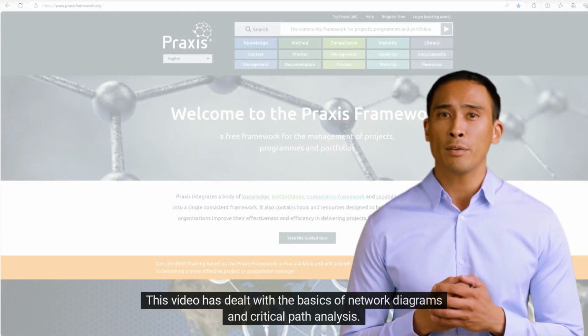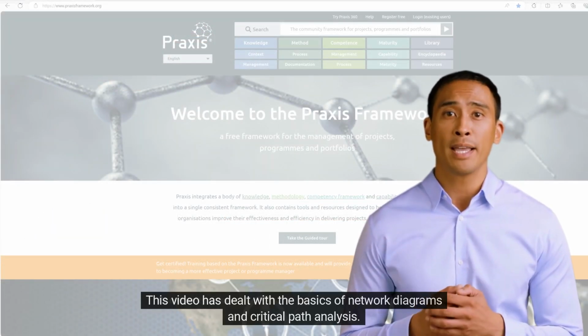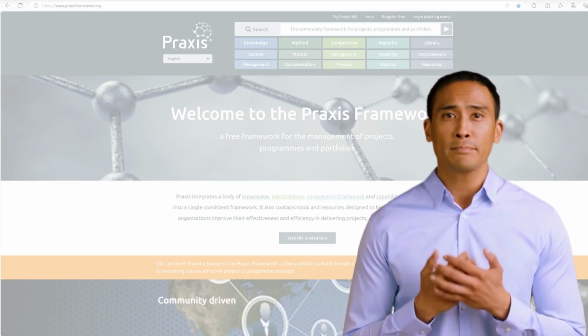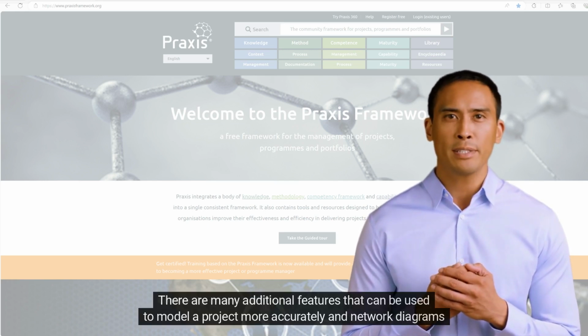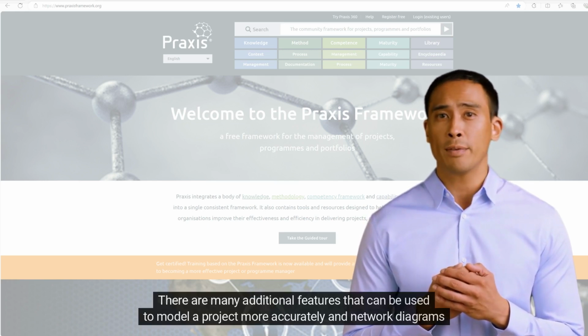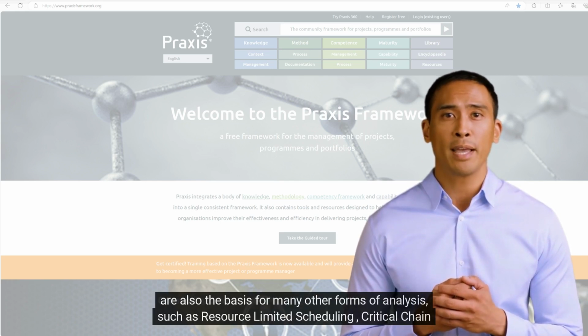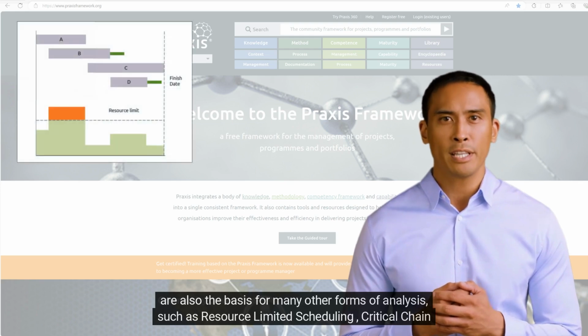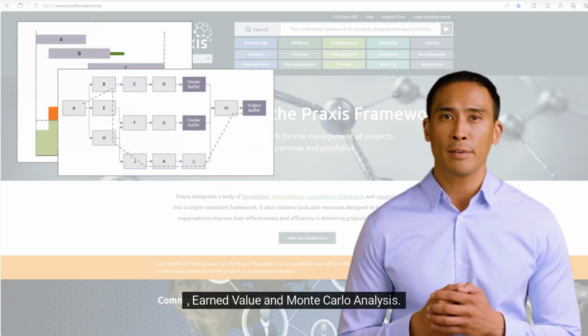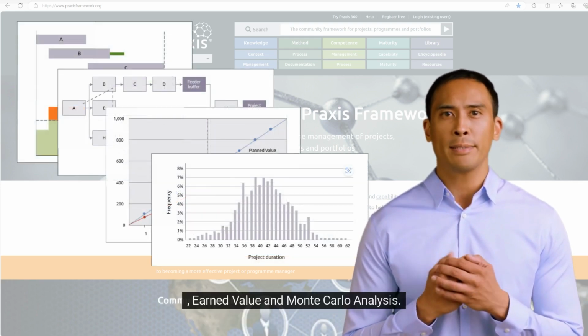This video has dealt with the basics of network diagrams and critical path analysis. There are many additional features that can be used to model a project more accurately, and network diagrams are also the basis for many other forms of analysis, such as resource-limited scheduling, critical chain, earned value, and Monte Carlo analysis.